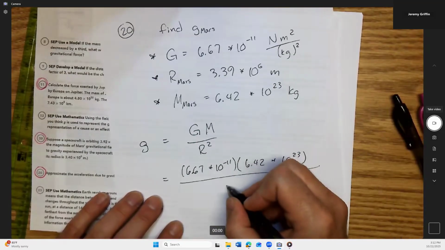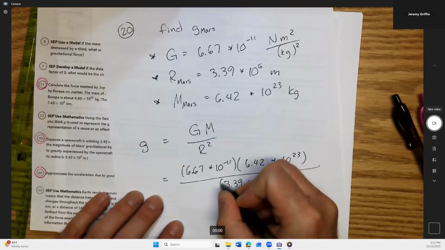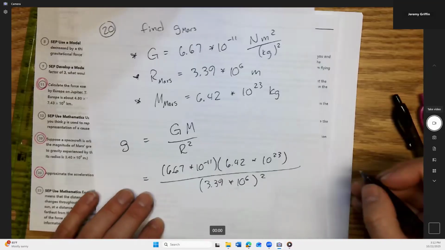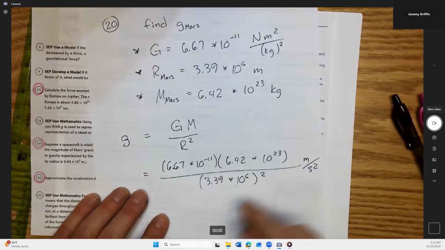and then 3.39 times 10 to the 6, and don't forget to square that. I'm going to pull out a unit here. I'll call it meters per second squared, just to have numbers in my fraction.